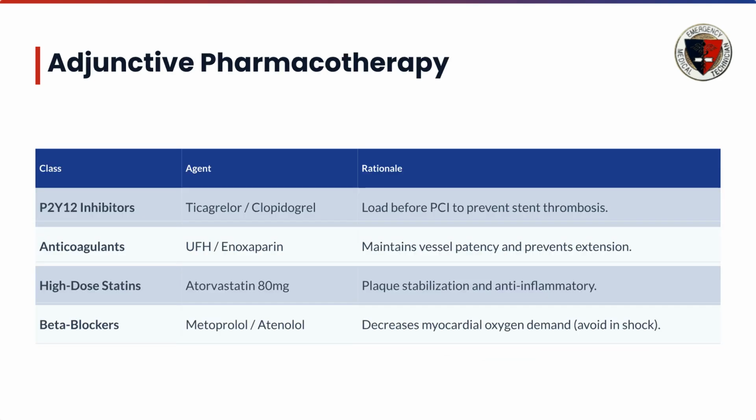Adjunctive pharmacotherapy includes P2Y12 inhibitors, like ticagrelor or clopidogrel, to prevent stent thrombosis. Anticoagulants, such as UFH or enoxaparin, maintain vessel patency. High-dose statins, like atorvastatin 80 mg, stabilize plaque. Beta-blockers, such as metoprolol or atenolol, decrease myocardial oxygen demand but should be avoided in shock.